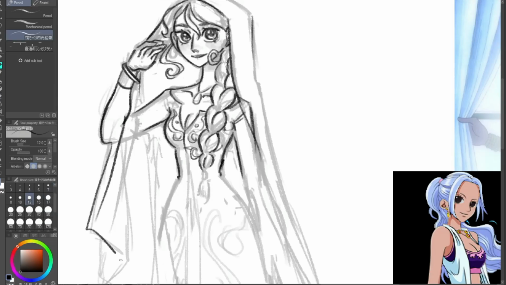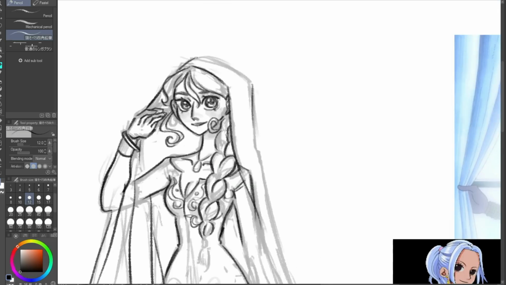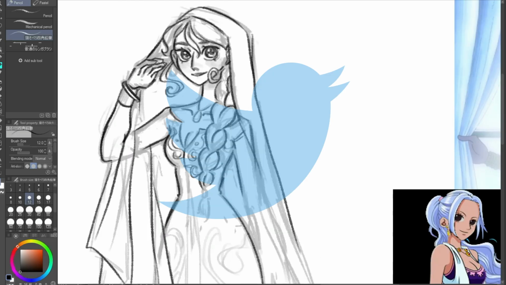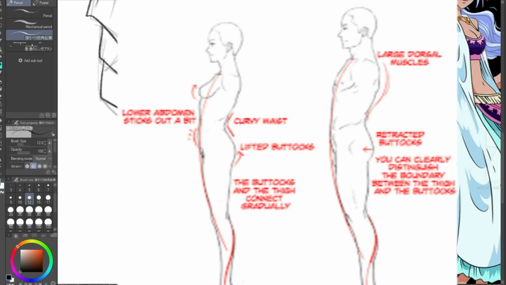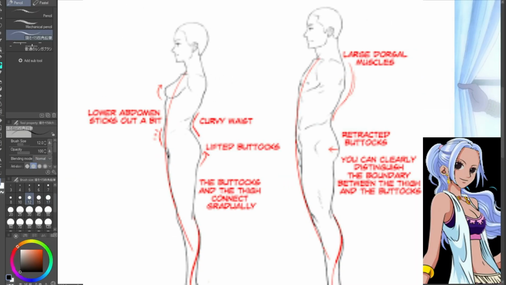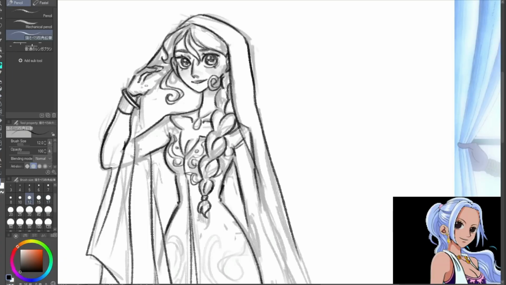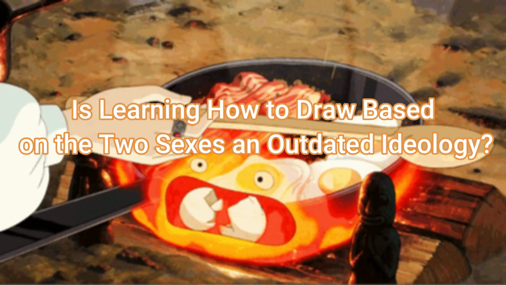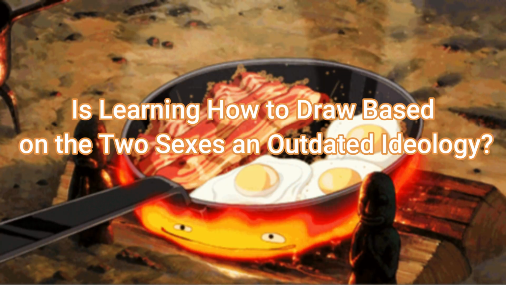Every time I've seen someone create a tutorial on how to draw men or how to draw women, there's a crowd of people, on Twitter, vehemently against the idea that you should draw two sexes differently, citing this practice as being, on the lighter note, restrictive and, on the heavier note, straight up transphobic. I want to talk about the validity of that claim. Is learning how to draw anatomy on people based on sex an outdated and restrictive ideology?